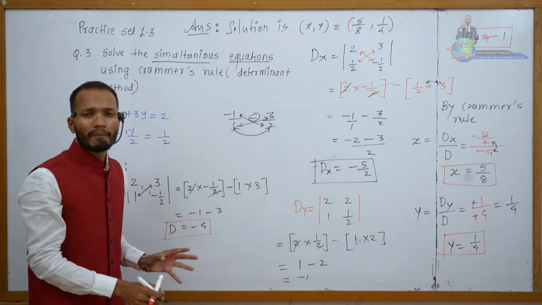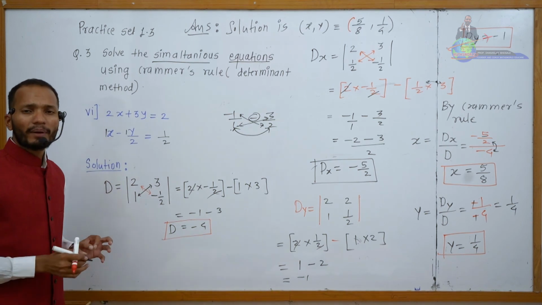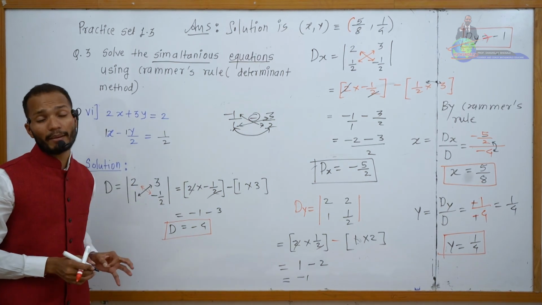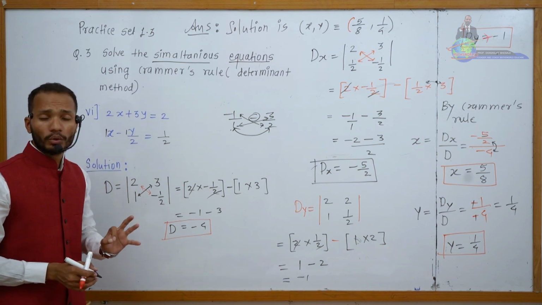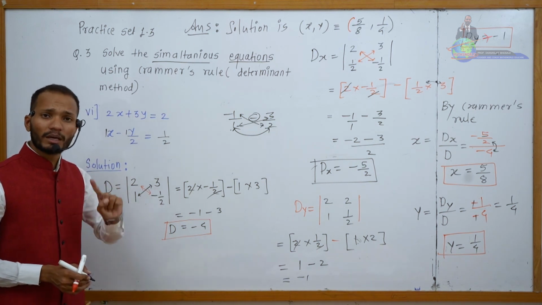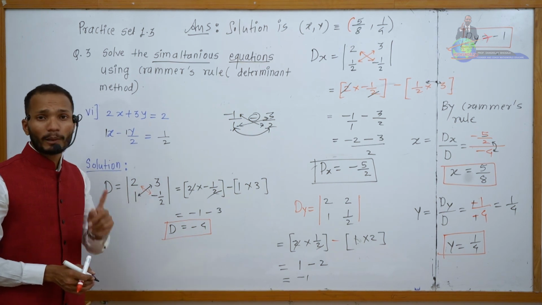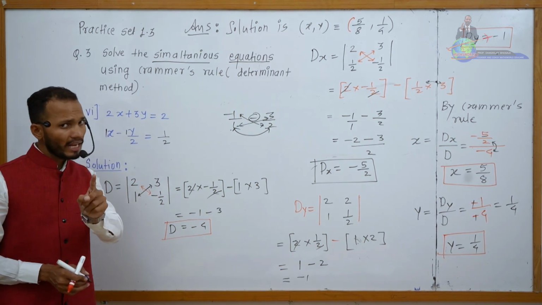Okay student, this is a very easy example. Solve the simultaneous equations by Cramer's rule. Student, these are the two examples from practice set 1.3. Now we will take the example from the problem set, and the remaining example is for you in the assignment. Okay, let's go next.